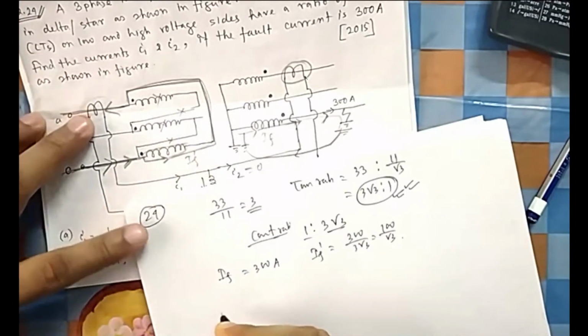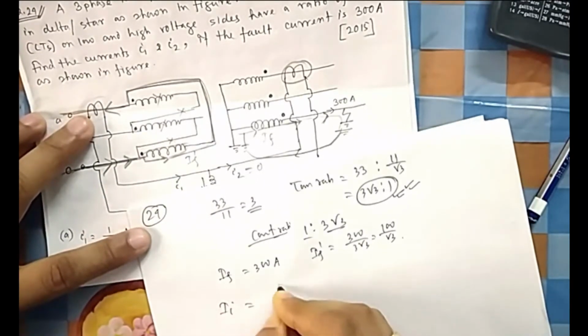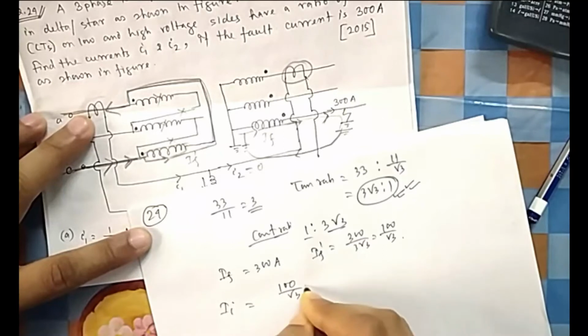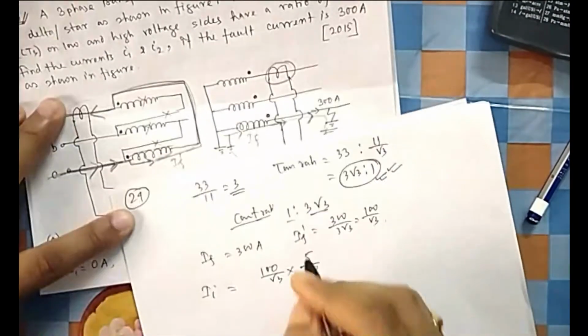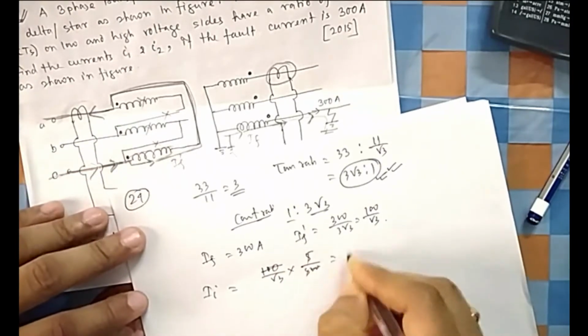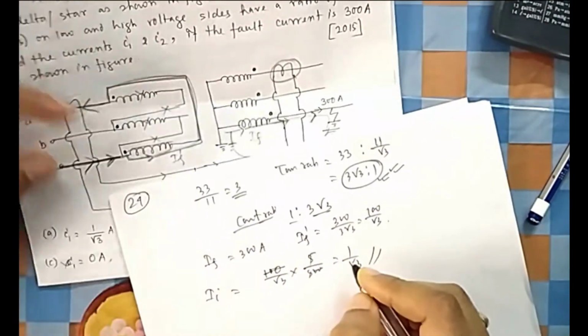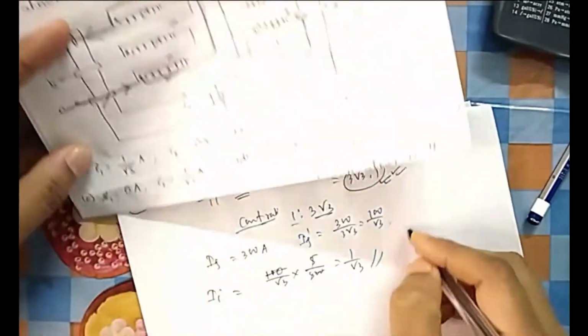So what is its secondary current? That means I1 will be equal to, it will sense 100 by root 3, but its ratio is 500:5. So it will give 500:5. 100, it is 1 by root 3. So you can see I1 is 1 by root 3. So this is your option.